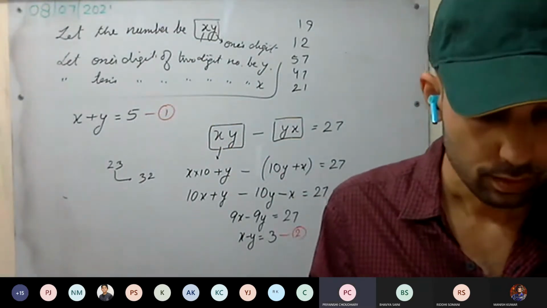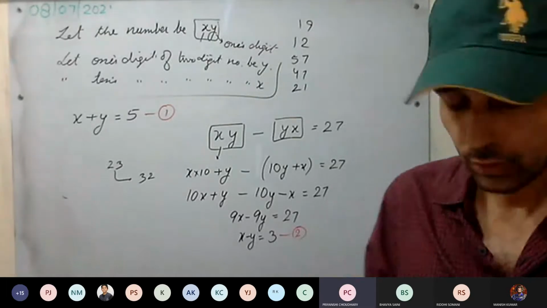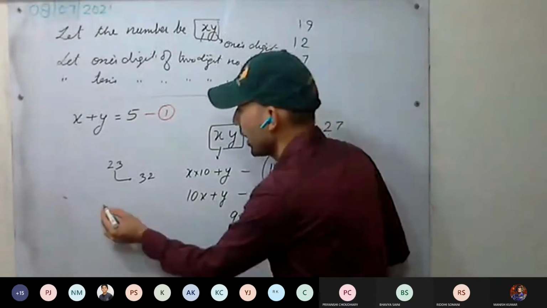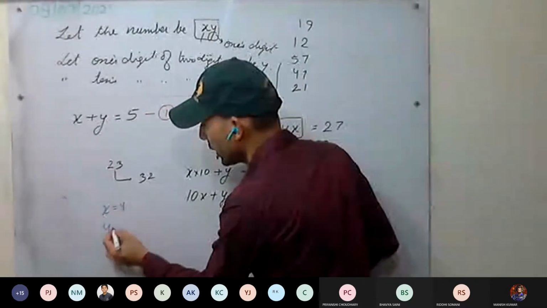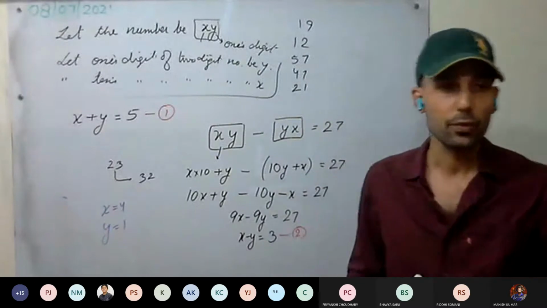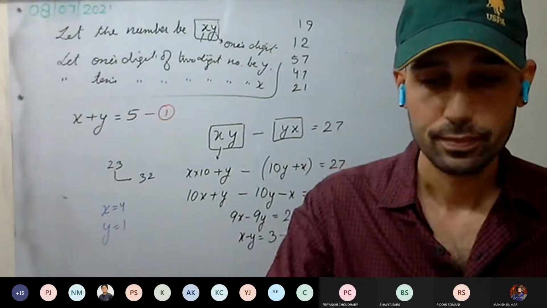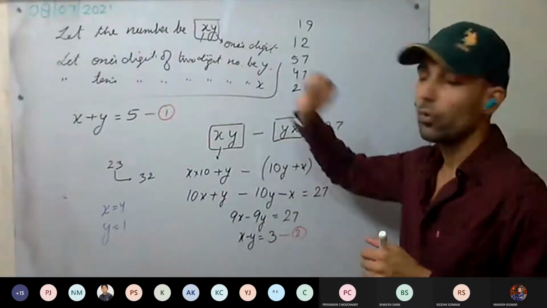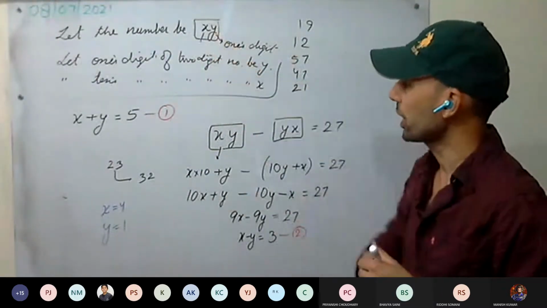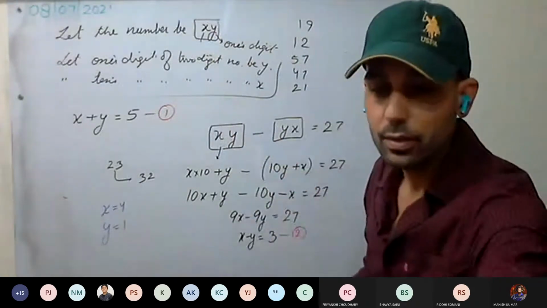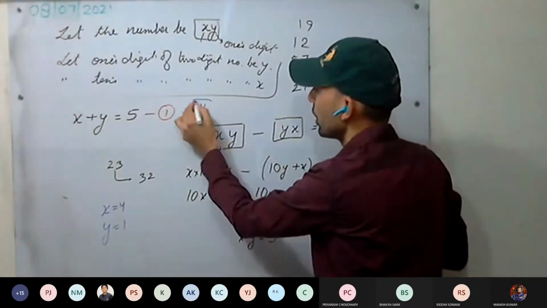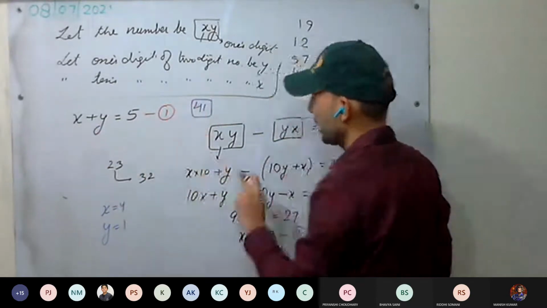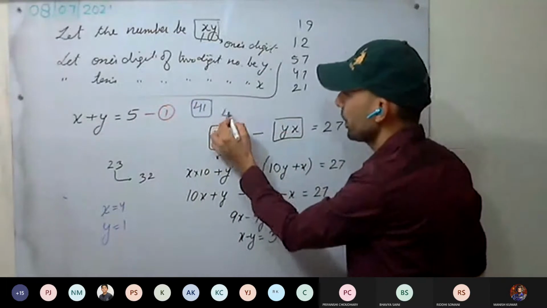X is equal to 4 and y is equal to 1. So what is the number? It is 41. So we can see here that the number is 41. Add the digits: 4 plus 1 is 5.